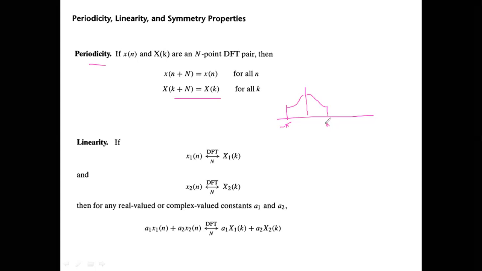So DTFT was periodic with a period of 2 pi. That means after every 2 pi duration, the same thing would repeat. Here it doesn't make any difference whether you take from minus pi to pi or 0 to 2 pi. Let me consider 0 to 2 pi for my convenience here. So let me tell you once again, the DTFT was periodic with a period of 2 pi. After every 2 pi, the same thing would repeat.